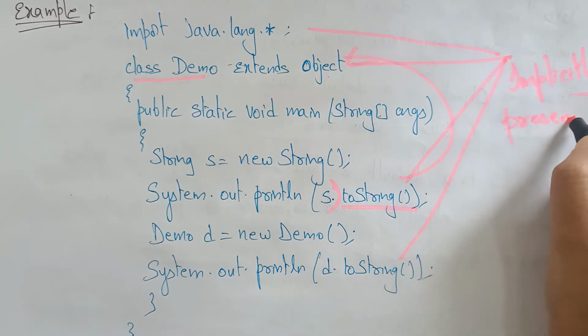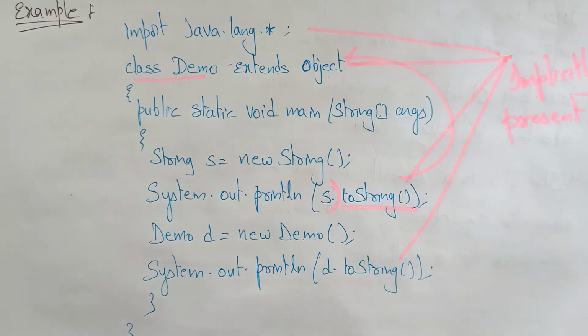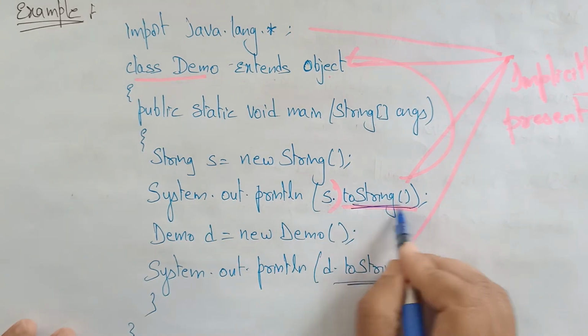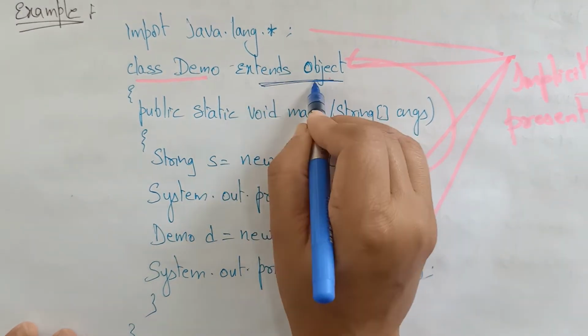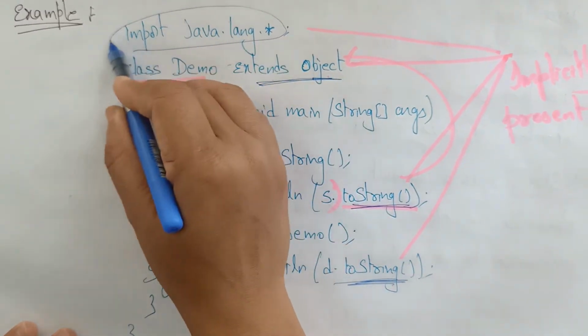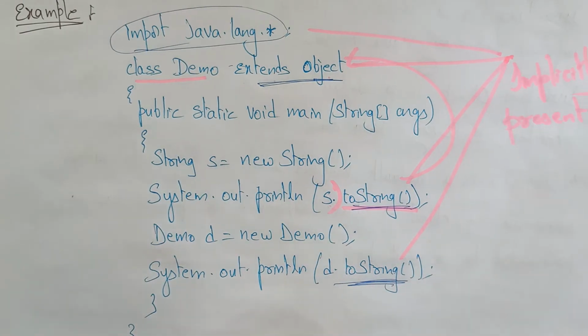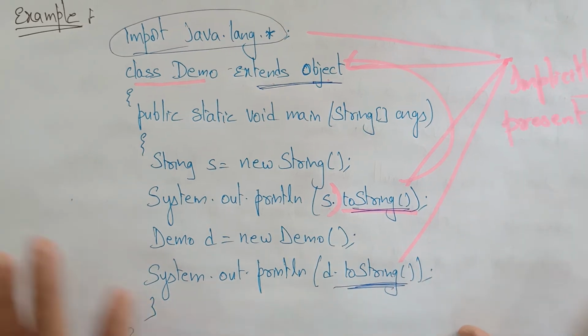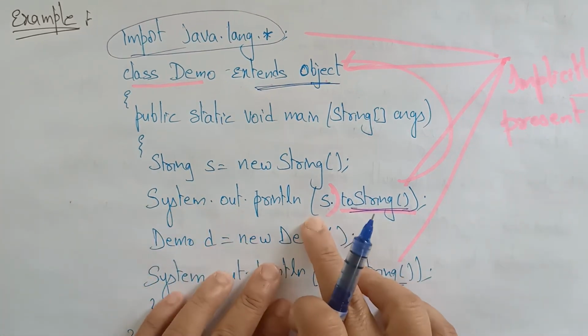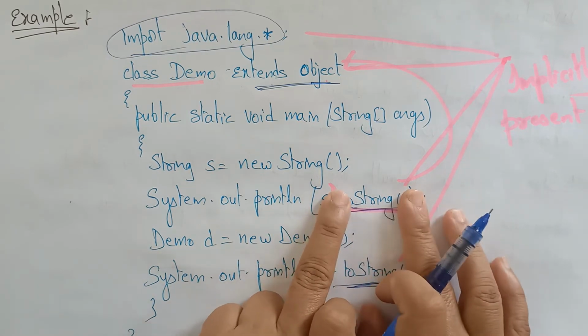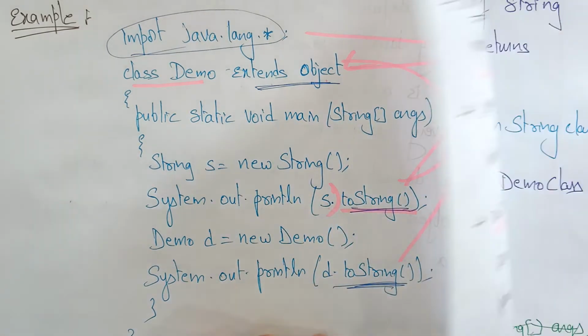Implicitly present. You do not need to mention these in the program. These are implicitly present. So far we are mentioning them, but we do not need to mention these two: it implicitly extends Object, and you do not need to write import java.lang.* every time. It is implicitly present. That is what I just gave as an example. In these cases it is implicitly present, but we are not mentioning it, as with toString.